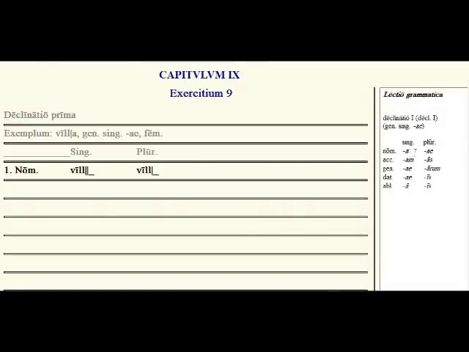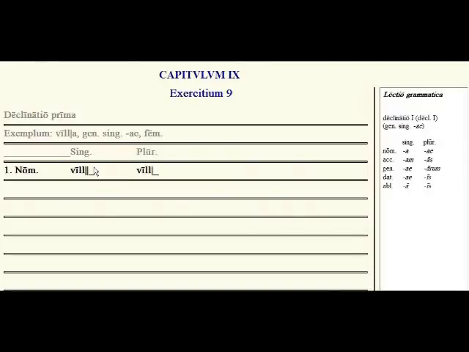So you see over here on the right you have the endings listed for you, and on the left we're going to actually be filling in the correct forms. You shouldn't look over here for every form. These should be done from memory. So memorize the chart and then fill in the blanks.